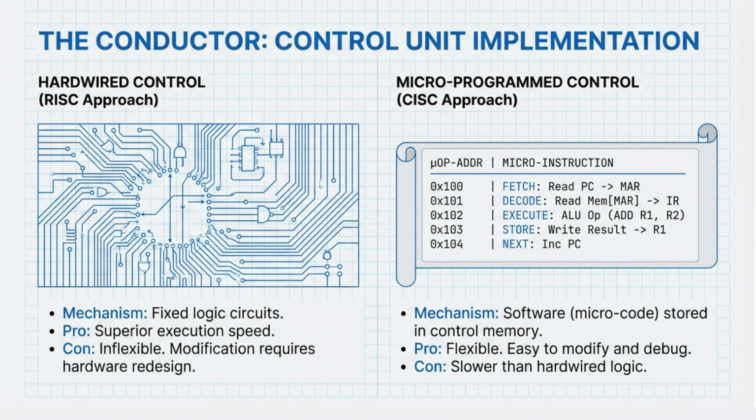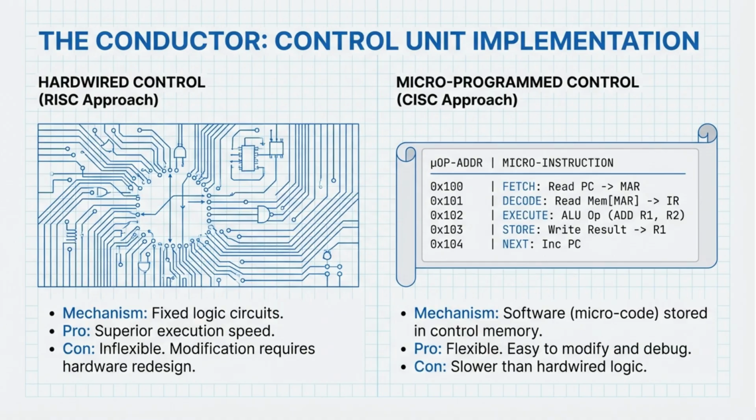The control unit of a processor can be implemented using two main approaches. The first is hardwired control. In this approach, control signals are generated using fixed logic circuits. Because there is no intermediate software layer, execution is extremely fast. This method is therefore commonly associated with RISC architectures. However, the limitation is inflexibility. Any modification requires hardware redesign.